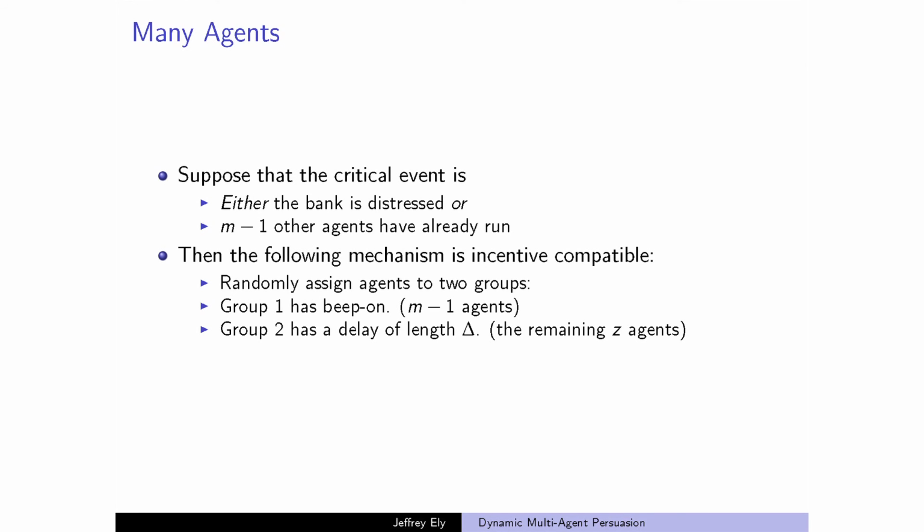But what we do now with many agents is we just divide the many agents into two groups. One group is all going to be informed simultaneously exactly at the moment when the bank becomes insolvent, so they have the beep on. The other group gets a delay. And we want to calculate what's the maximal delay we can give them so that incentive compatibility is satisfied. It's going to be a calculation just like I gave before. Then we can solve for the maximal delay that keeps the incentive compatibility. And it's a formula.